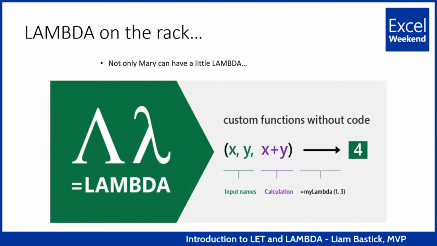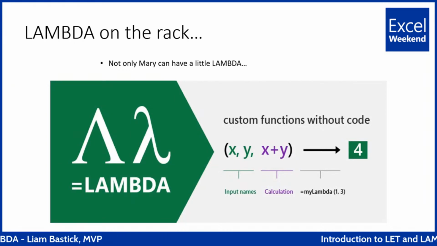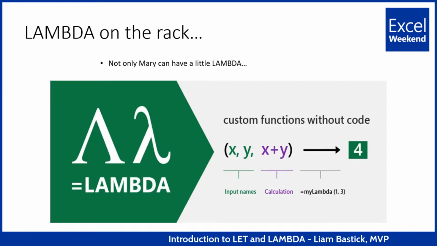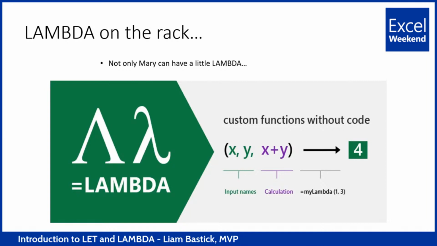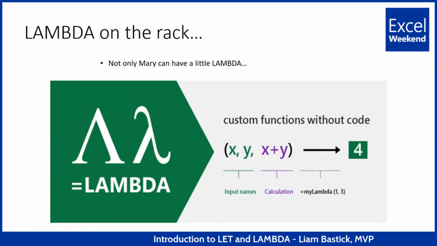LAMBDA allows you to define your own custom functions using Excel's formula language. So it puts it sort of free and easy for everyone. You don't have to have a PhD in VBA or JavaScript. In Office 365, it allows you to define a custom function nice and simply. Just one function can call another, including itself, and there's no limit to the power you can deploy with a single function call. So it's pretty impressive to put it together.